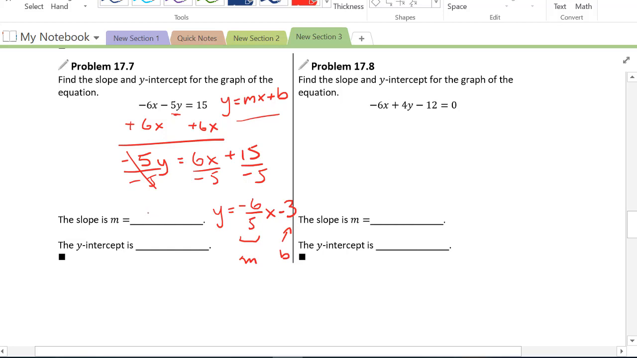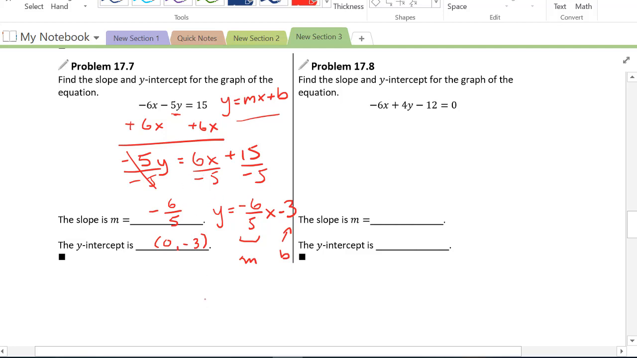So what's the slope here? The slope is negative 6 over 5. The y-intercept, remember, that's when x is 0. The y value is negative 3. Okay, so again, just like before, if you cannot divide the 5 into the 6, you pull that fraction aside, right? So that's just 6 over 5, and then you put the negative on top, all right? That'll always be correct if you just put the negative on top.